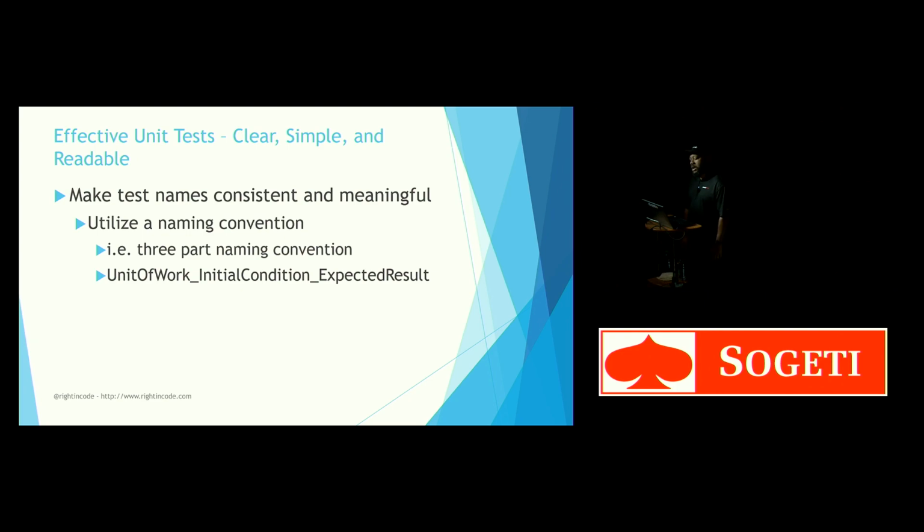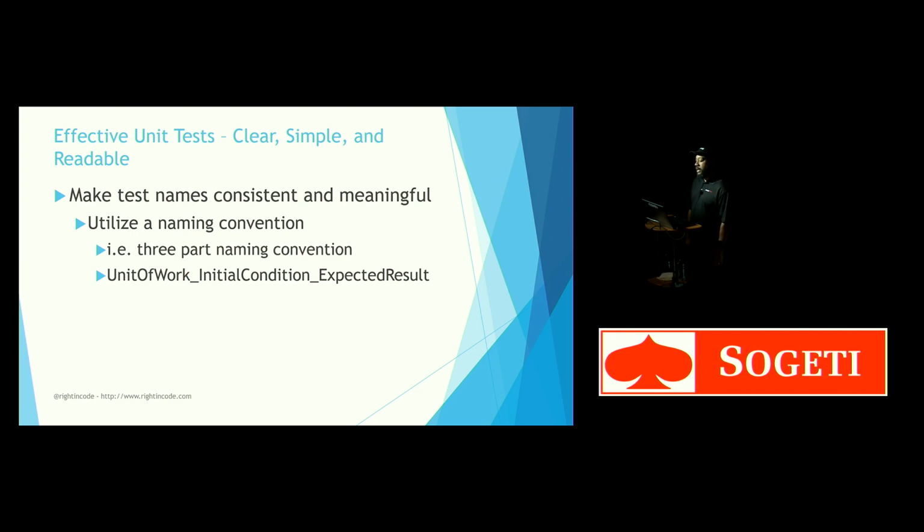So an example using that naming convention could be something as simple as, let's say in our software, we're totaling an invoice. So the unit of work is total invoice. And the initial condition could be that we have a valid invoice item, or a valid series of invoice items. And the expected result is some number, okay?